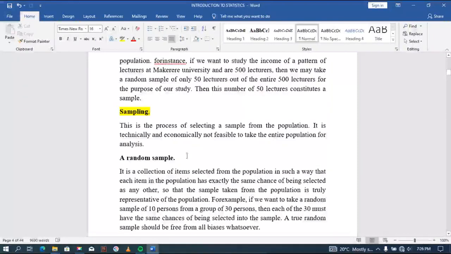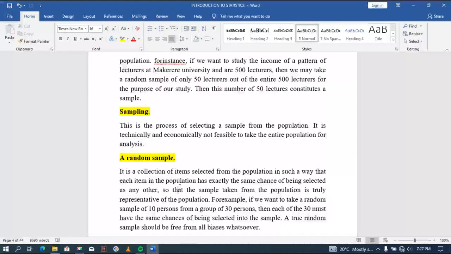We have a random sample. When we talk about a random sample, it is where the members in a given sample are chosen randomly. So meaning that when we consider the population, each and every member has an equal chance of being chosen and placed into our sample from that population.